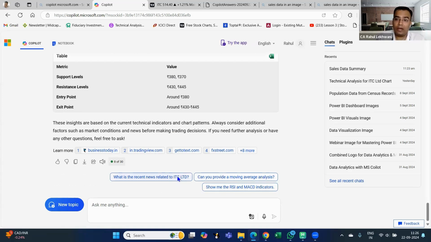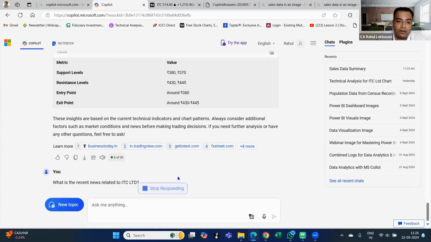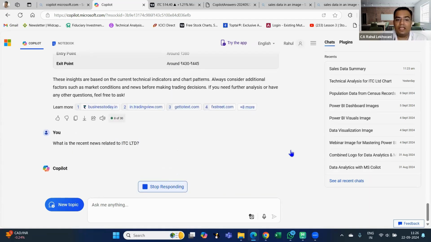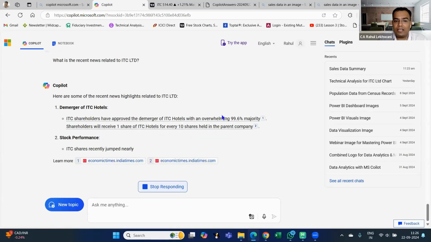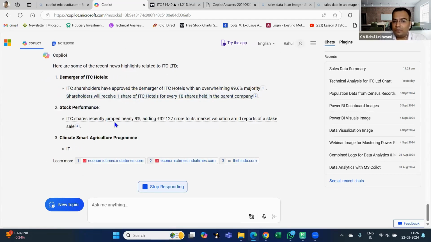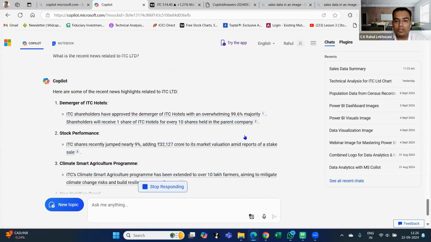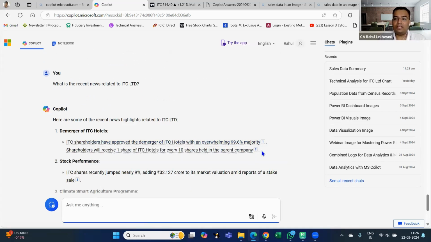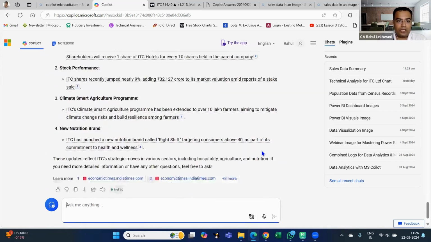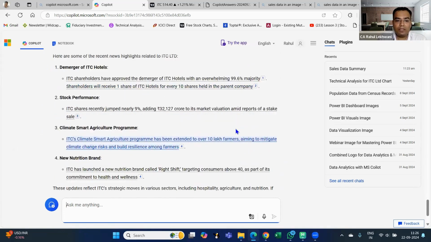I don't have time to go and search for news. I can just click on that, and it will give me the recent news, what has happened with ITC. As you know, ITC is going for a demerger. So that is a major news for ITC. It is actually demerging its hotel business. Okay. Say, top four news it has already given me.